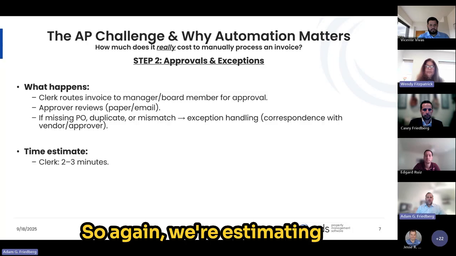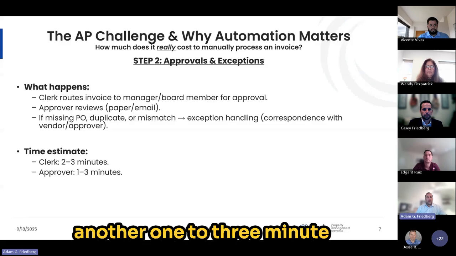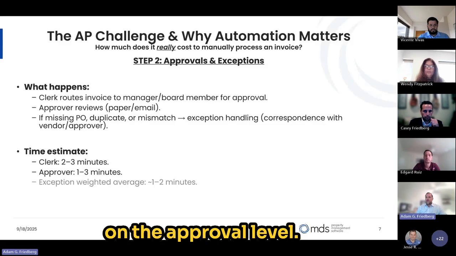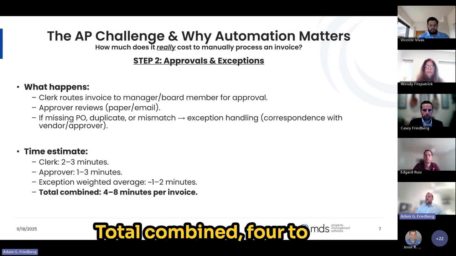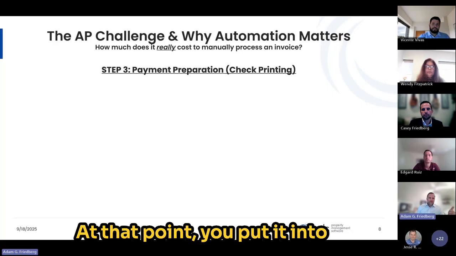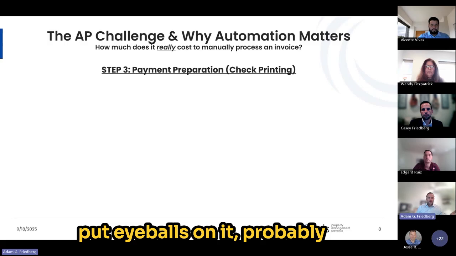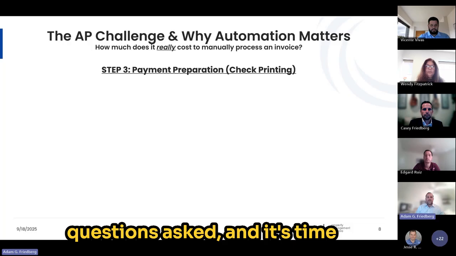So again, we're estimating a 2 to 3 minute time spent by a clerk, and then another 1 to 3 minutes on the approval level. So with a weighted average, we're saying 1 to 2 minutes on this step. Total combined, 4 to 8 minutes per invoice. At that point, you put it into the system. Somebody has put eyeballs on it, probably more than one person. There's probably been some questions asked, and it's time to actually make the payment.